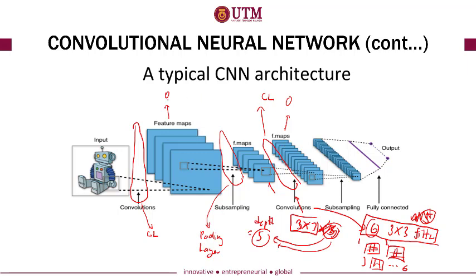This is another O, because this O is different from this O. This O is produced by this convolutional layer, while this O is produced by that convolutional layer. And then you have another subsampling. This is where you apply the pooling layers again. This is where another pooling layer exists.